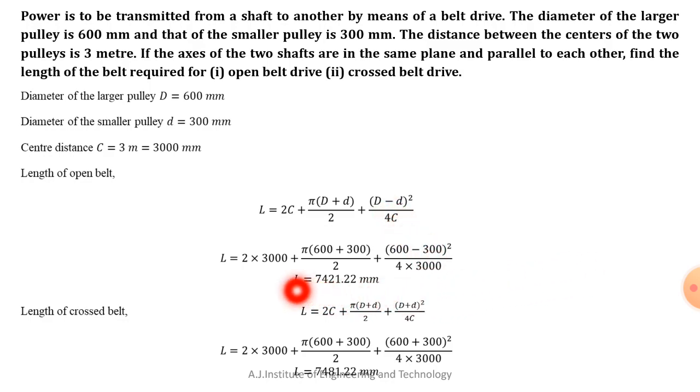So this is the expression L equal to 2C plus pi into (D plus d) divided by 2 plus (D plus d) whole square divided by 4C. So again you have to substitute same values, that is diameter of a larger pulley 600 millimeter, diameter of a smaller pulley is 300 millimeter, and center distance is 3000 millimeter. So after substitution you will get the value as 7481.22 millimeter. So if you want, you can convert into meter. So you have to divide it by 1000. The value will be 7.4812 meter.